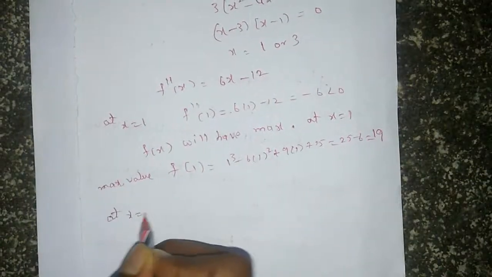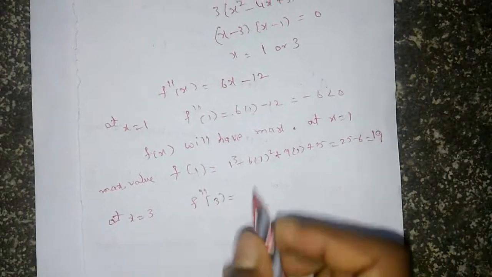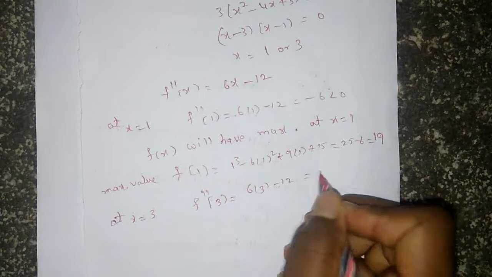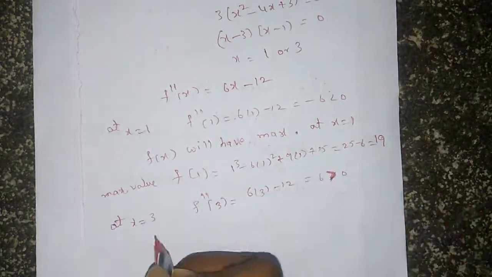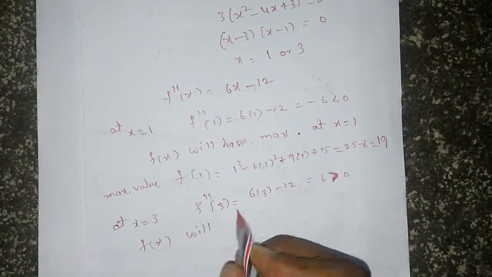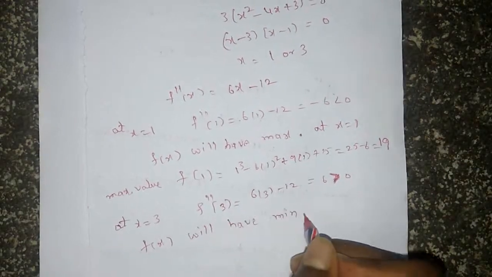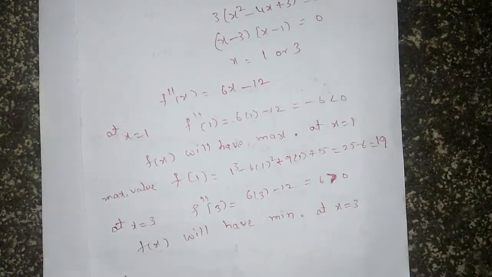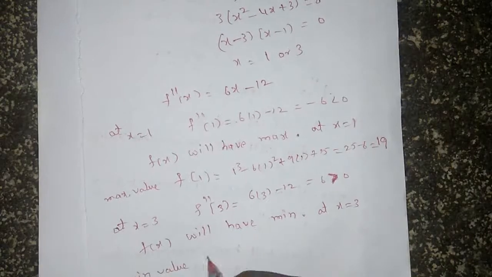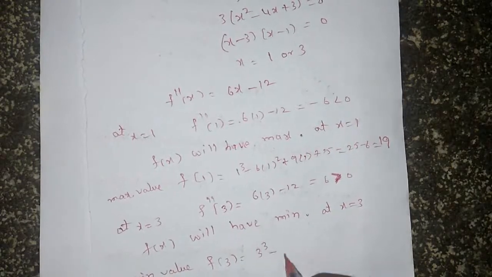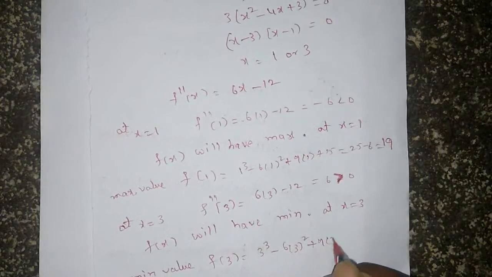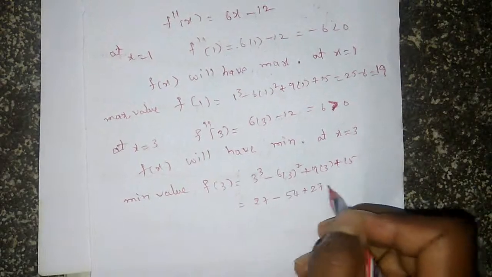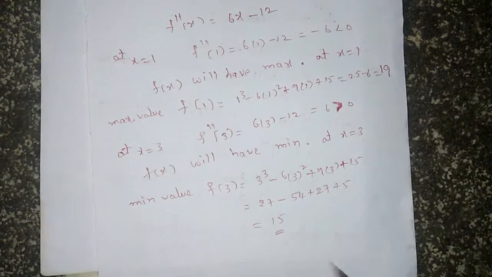Similarly, at x is equal to 3, f double dash of 3 is 6 into 3 minus 12, 18 minus 12 is 6, greater than 0. 6 greater than 0 means f of x will have minimum value at x is equal to 3, and the minimum value is f of 3, that is equal to 3 cube minus 6 into 3 square plus 9 into 3 plus 15, that is 27 minus 54 plus 27 plus 15, 54 gets cancelled, that is equal to 15. 15 is the minimum value of the given f of x.